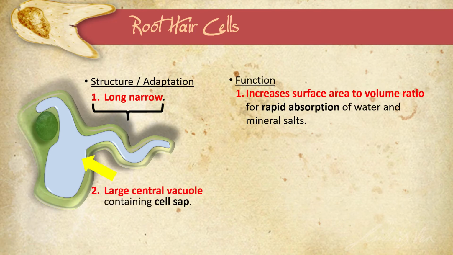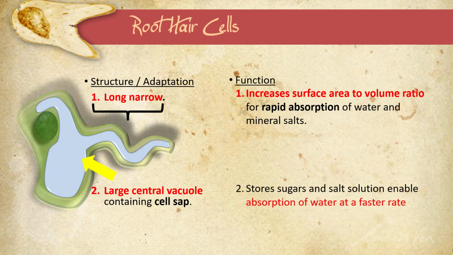They have a large central vacuum that contains cell sap. So this will store sugar as well as salt solution, and this will enable them to absorb water at a faster rate. Why, you might ask? You will learn that in the next chapter.